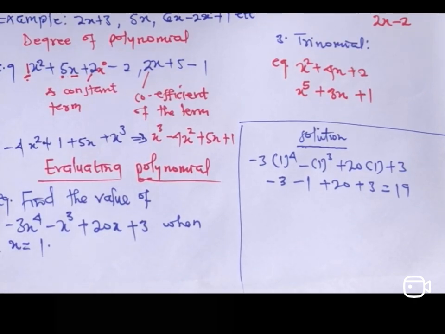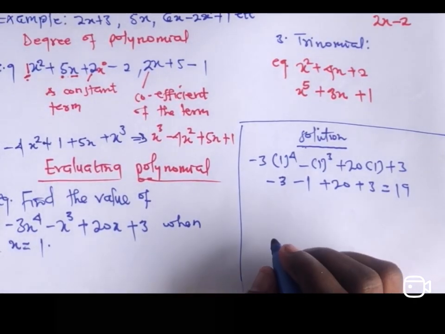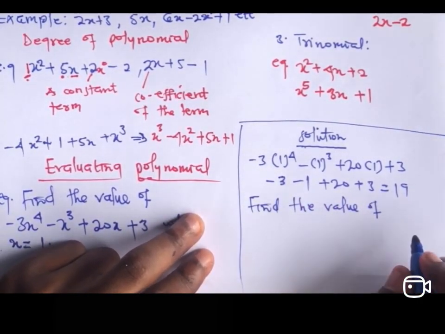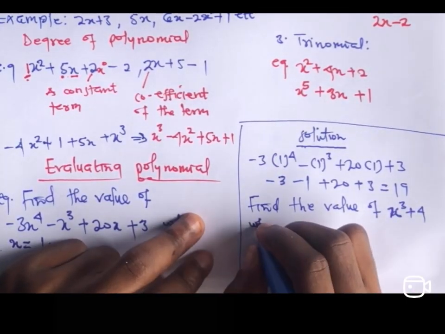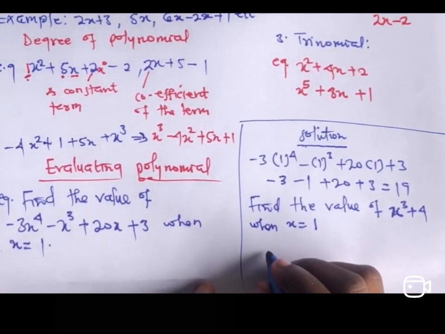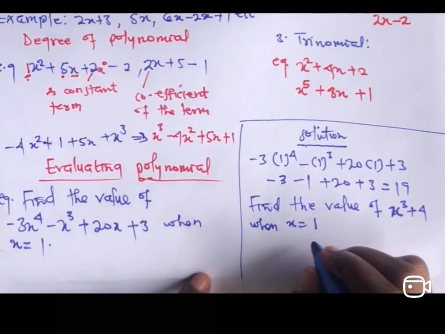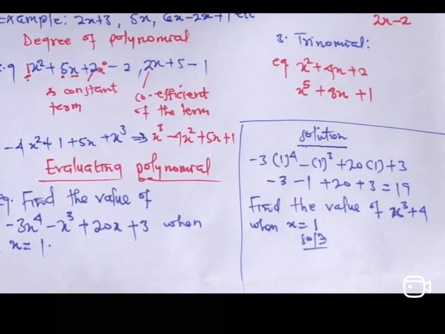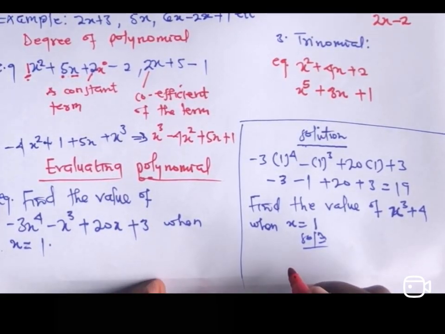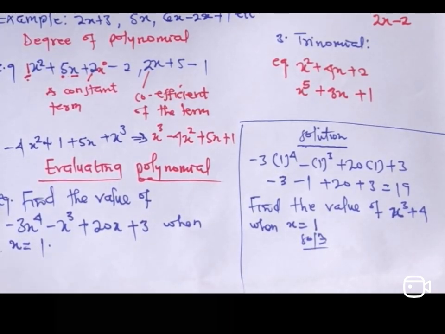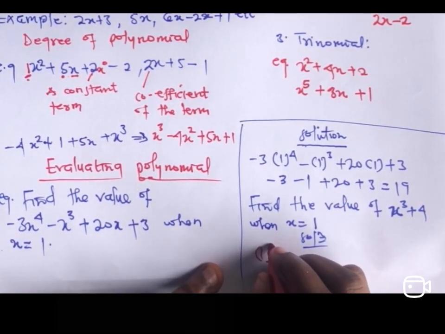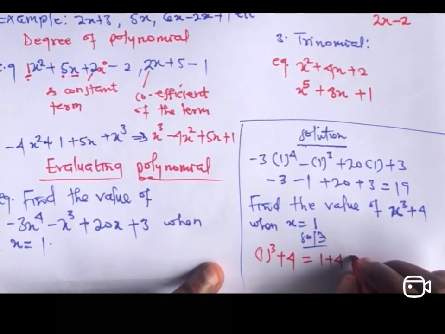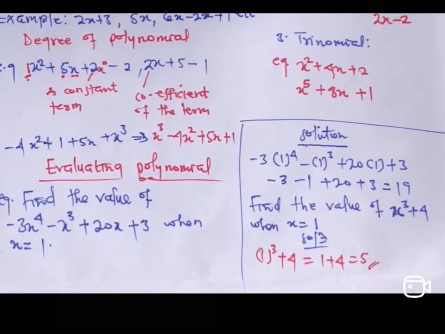Let's also look at this example. So this is how it goes. Let me use the red pen here. So my x is equal to 1. So I have 1 cubed plus 4. 1 cubed is the same as 1, plus 4, which is 5. That's all. So we are done with evaluating polynomials.